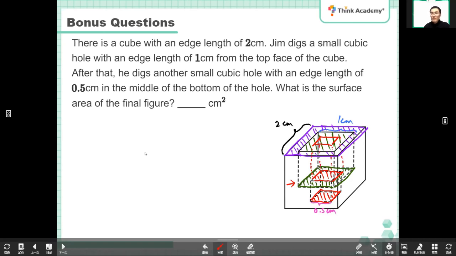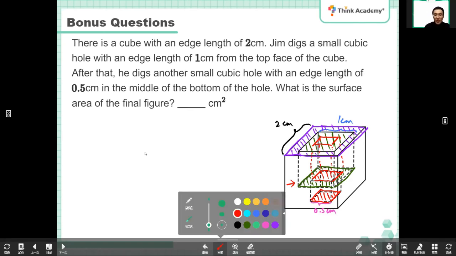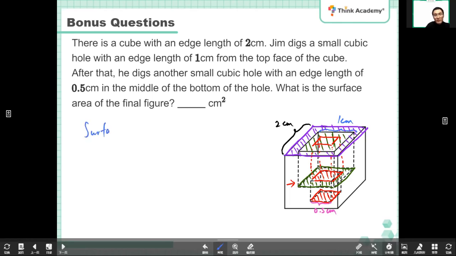Yeah, that's pretty much it. Okay, it's just like an elevator. Okay, now let's do the calculation. So the surface area, I hope you're all happy with how we find surface area for cubes.